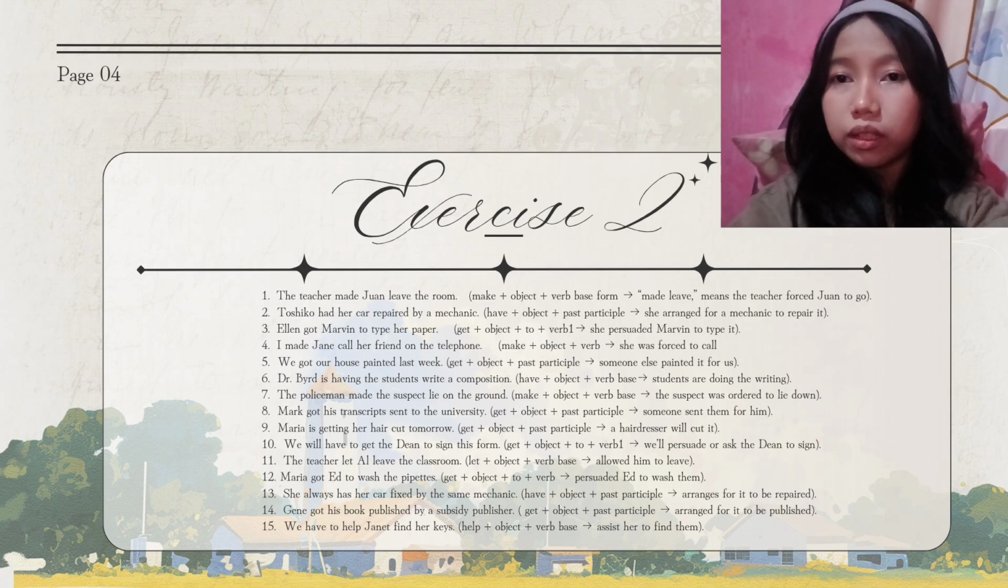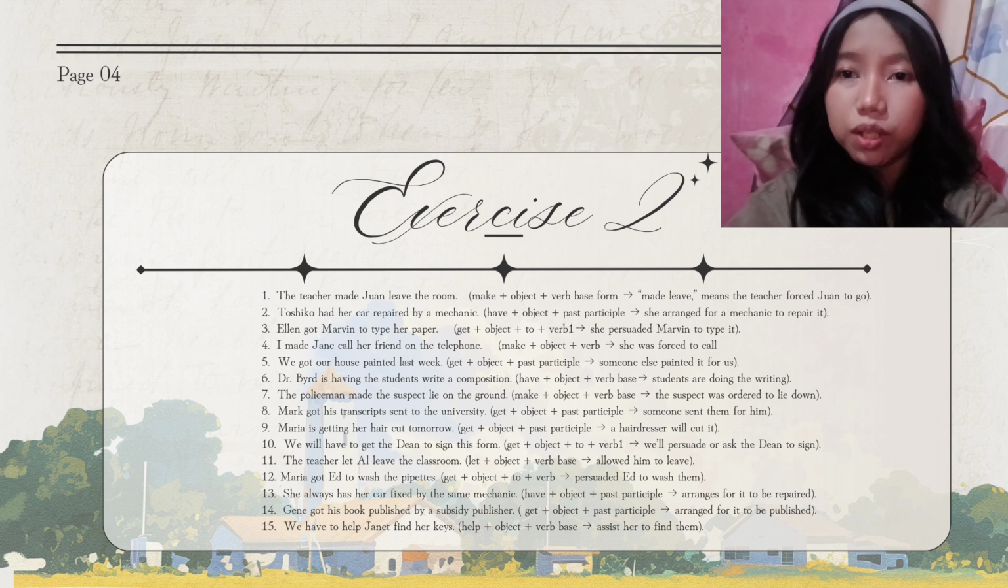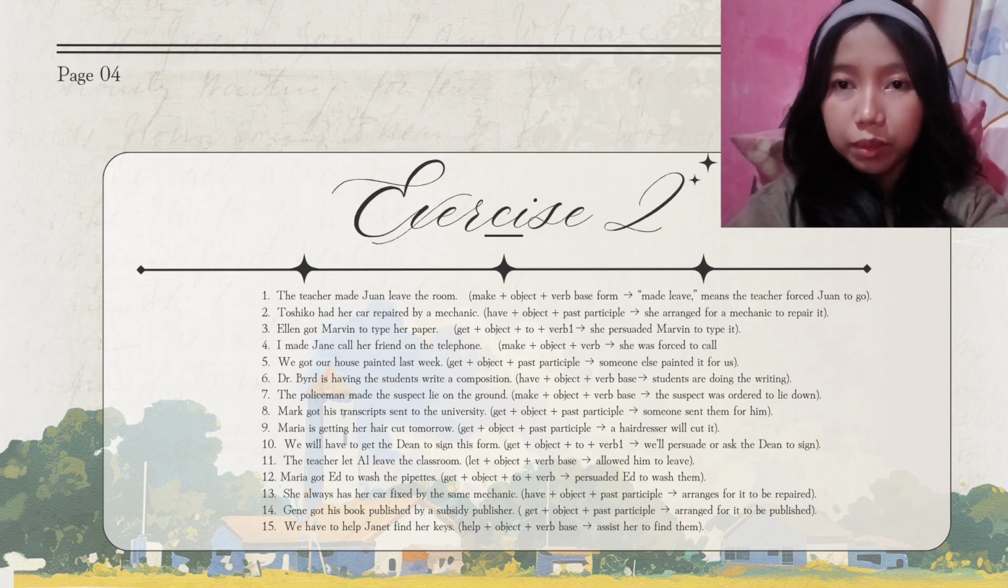Number 14. Jen got his book published by a subsidy publisher. The structure of the sentence is get plus object plus verb 3. Got means Jen arranged for the book to be published. He didn't publish it by himself, but it was published by a company. The sentence means Jen arranged for his book to be published by a subsidy publisher.